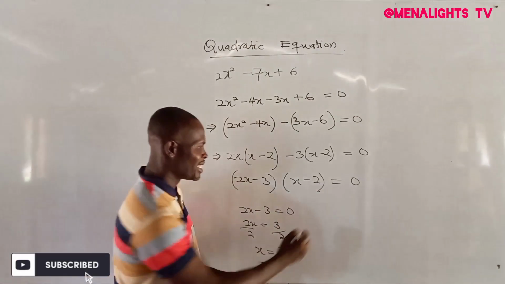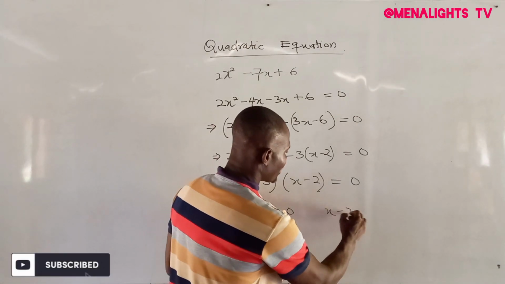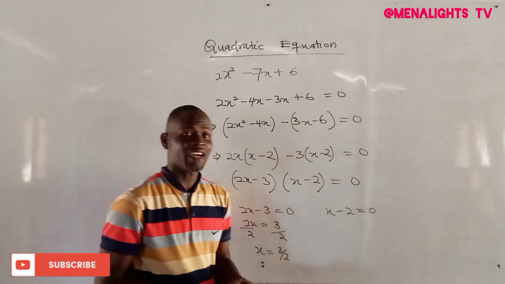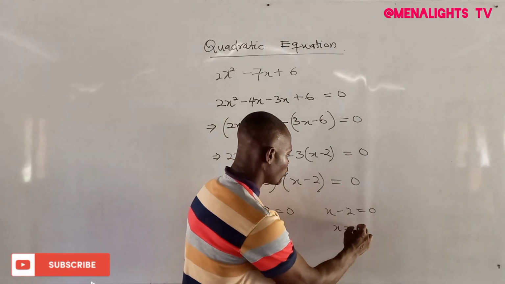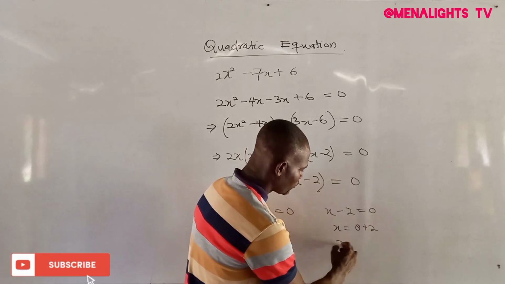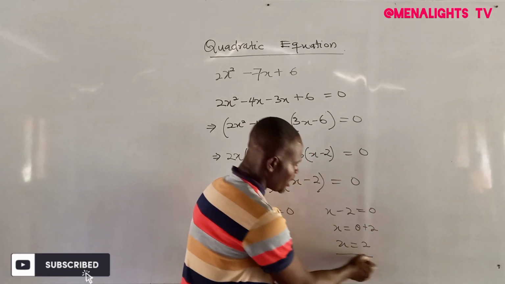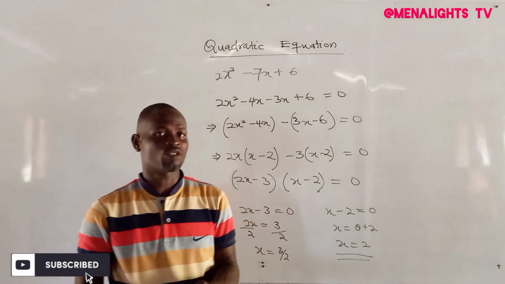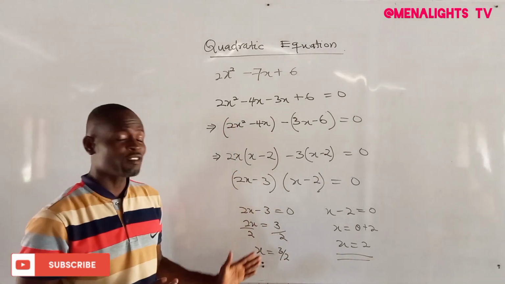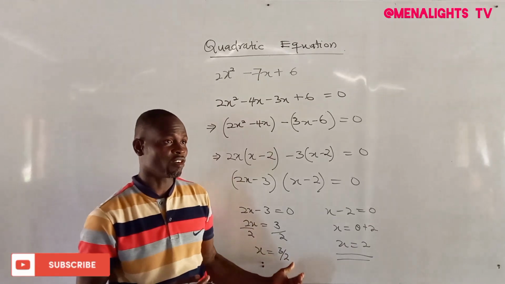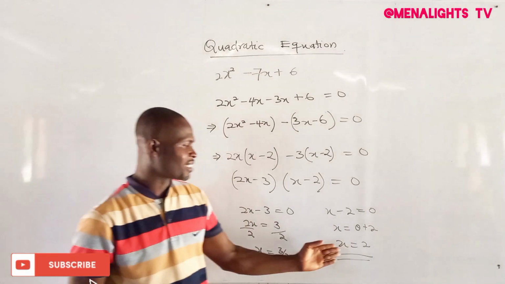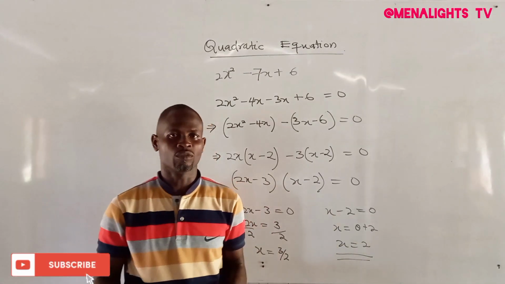Then we come to the second one, the x minus 2 is equal to 0. We find the value of the x there. So x is equal to 0 plus 2. And here our x is equal to what? 2. So looking at this, the values of x are what? x is equal to 1.5 or 3 over 2, or x is equal to 2.